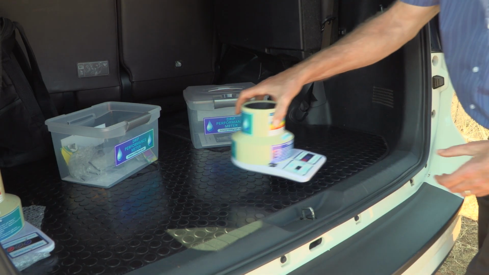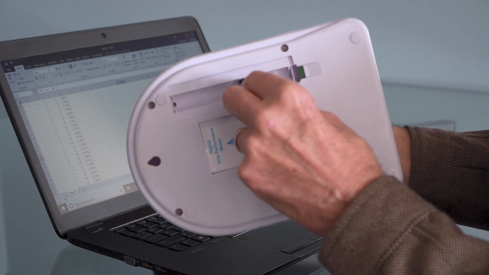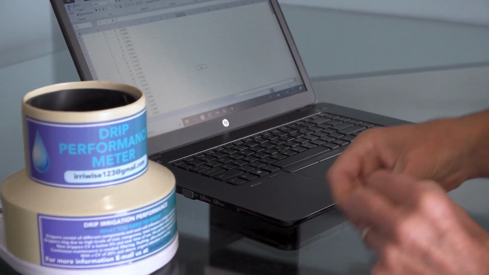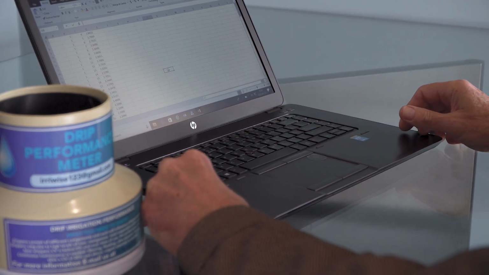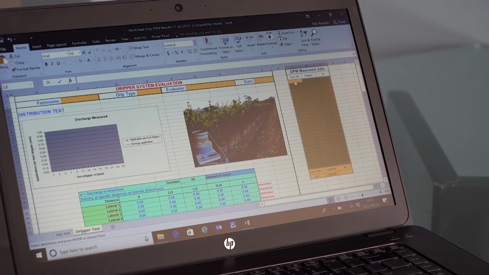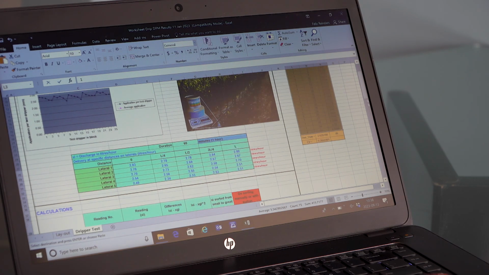After finishing the 25 drippers, you take the drip performance meter to the office, take out the SD card at the back, load it into the laptop or computer, and then offload the tested results. It will show you the test number, the dripper number, as well as the individual liters per hour that have been evaluated. Transferring that to the software where it is just pasted, it will then give you the graph on the left hand side with all the liters per hour of the individual drippers.